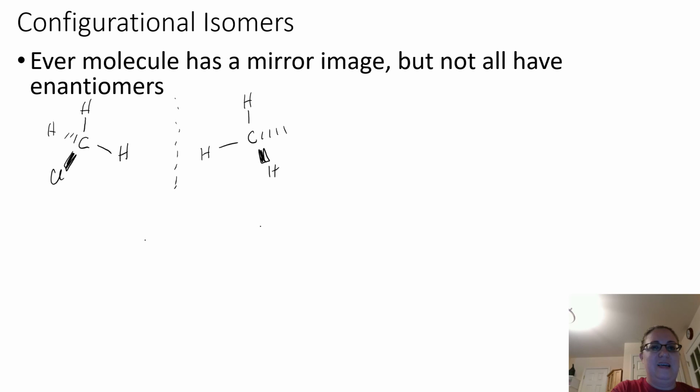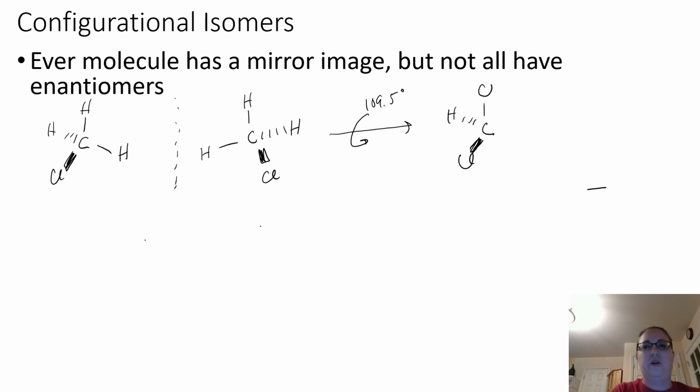But what we're going to see is that not all mirror images are going to be enantiomers, because here's my mirror image. But if I take this mirror image and I rotate it 109.5 degrees, I get to the exact same structure that we started with. So these are what we would call superimposable mirror images. So these would not be enantiomers, because they are going to be superimposable.